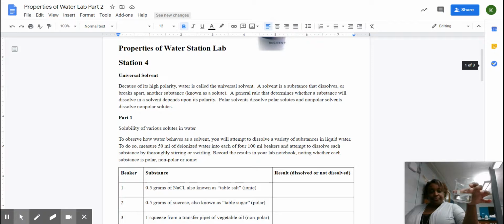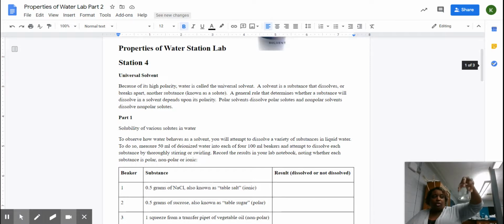All right, so I now have 50 milliliters of water again. And now it says to put 0.5 grams of sucrose, which is also known as table sugar. Notice that it is polar. So here's my sugar. Just shake that, make sure all the granules are really loose, so they'll come off of there. They want to adhere to the surface, so I'm just going to help them along. And then now I'm going to swirl this around.